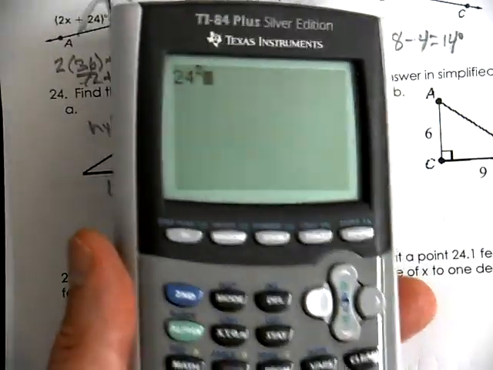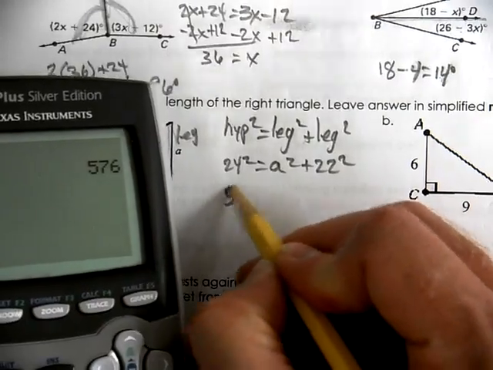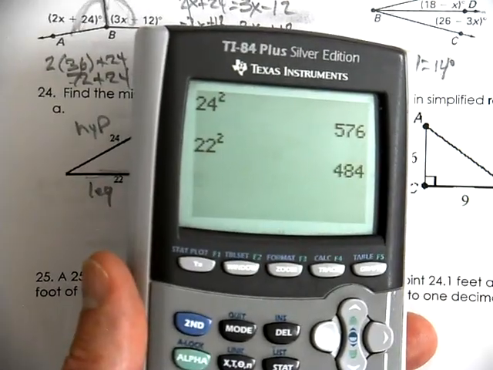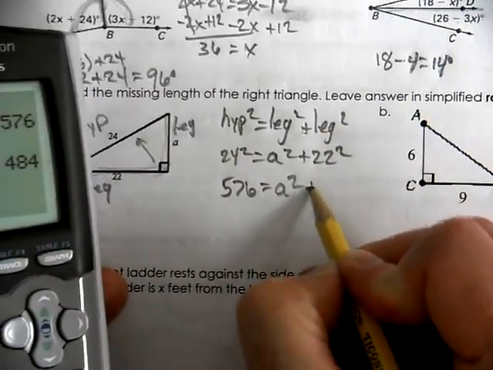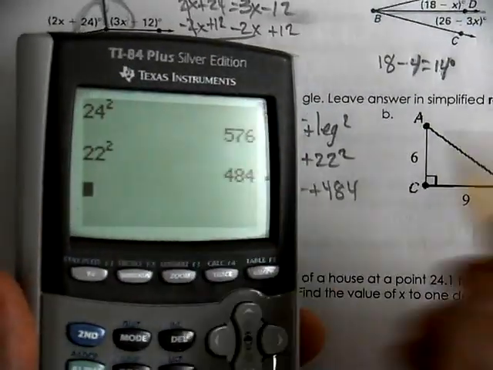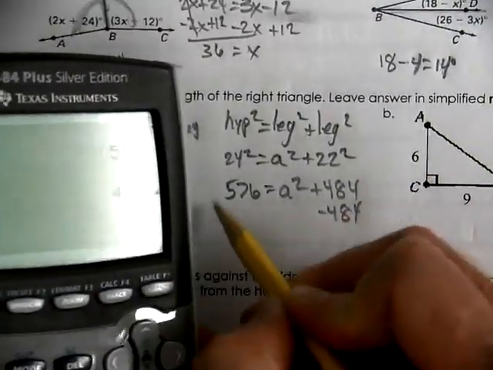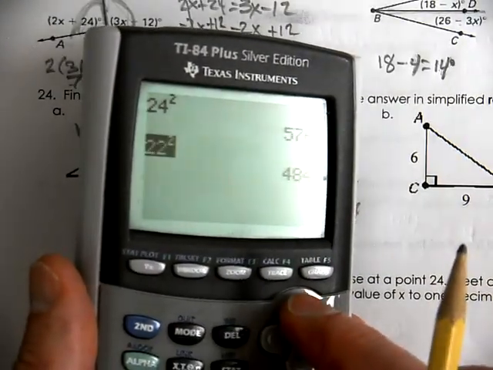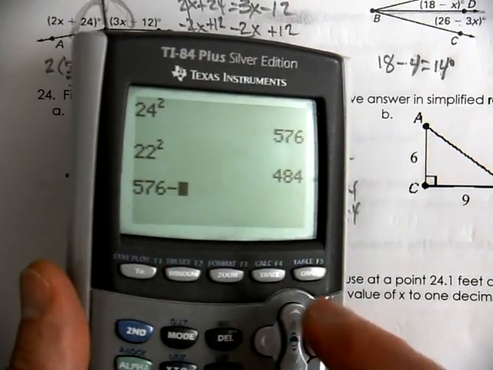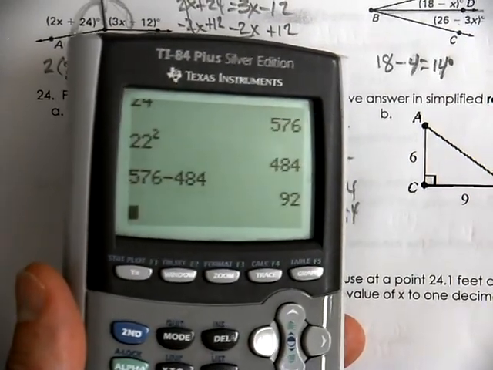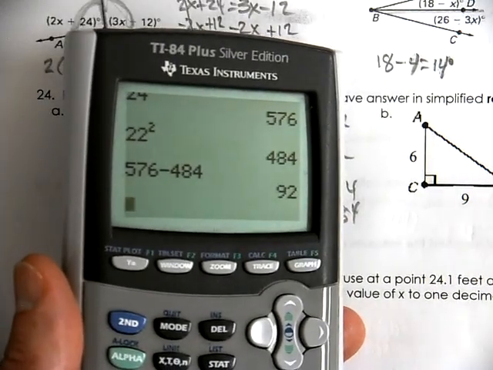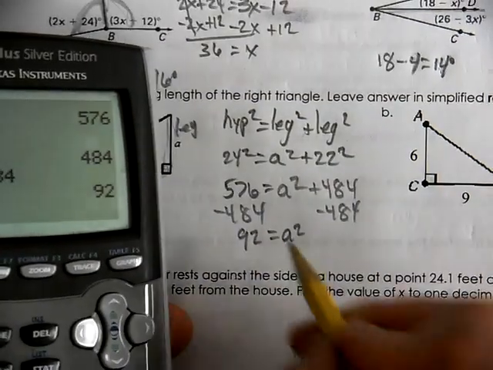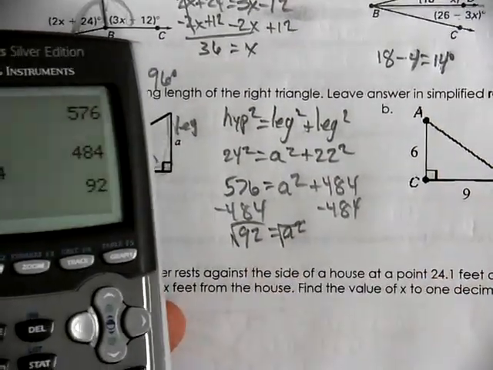You can use 24 squared, 576, a squared, and then 22 squared. So I'm going to subtract the 484. So if I can cursor up, that's the cool part about this calculator, and minus that value. I get 92. A squared equals 92. Now I need to take the square root.